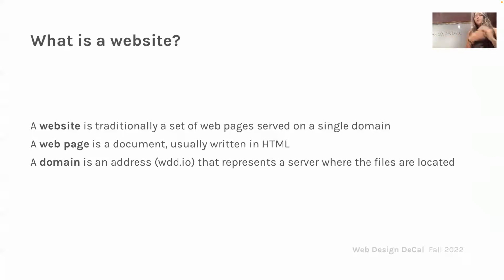A web page is a document that's usually written in HTML. And we'll talk about what HTML is, but you can think of it as the foundation for what all of your code will exist on and build off after. A domain is an address. So for example, a web design address, wdd.io, represents the server where all of these files are located. So your HTML files, your CSS files, your JavaScript files, all the files that you'll create for making the website.